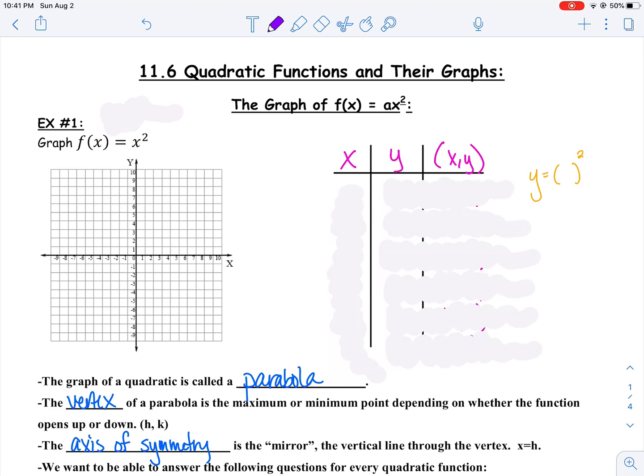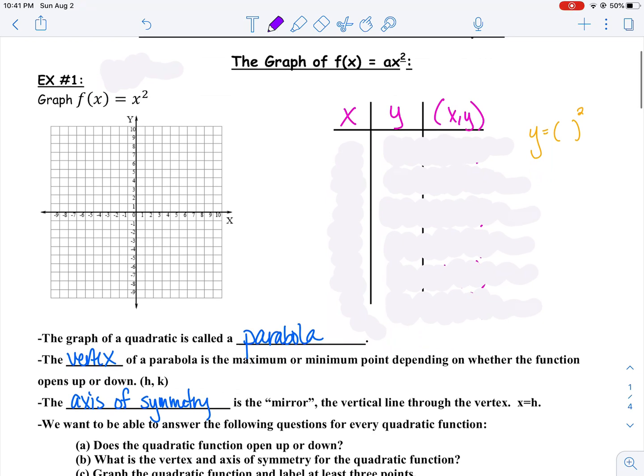So let's start off with a very basic, what we call parent function, where the coefficient is a 1 and there's no other numbers in my quadratic equation. So if I have the basic quadratic equation, f of x equals x squared, or can I say y equals x squared? Well, let's go ahead and make a table of values so that we can see if we can find a pattern and graph this function.